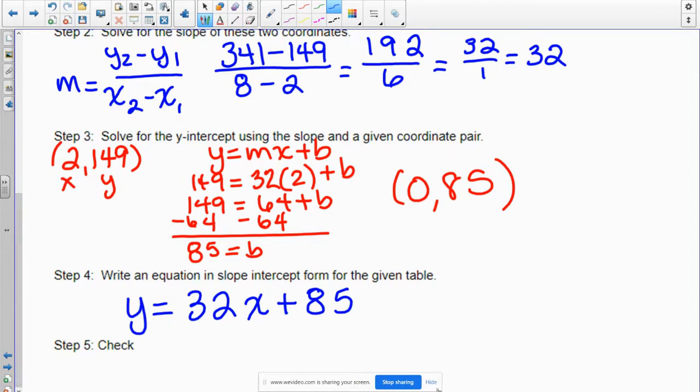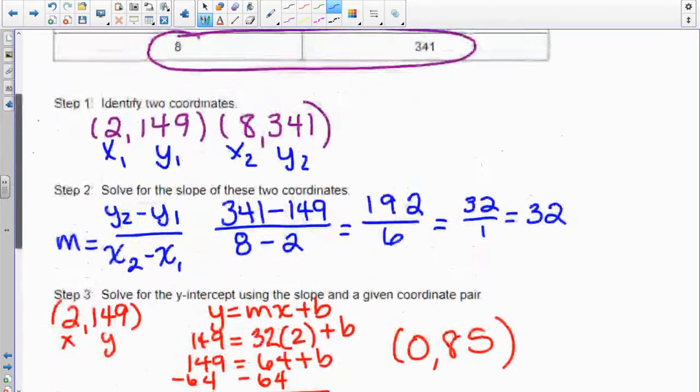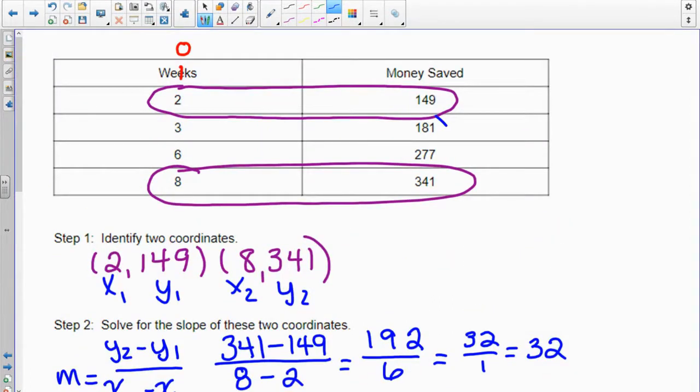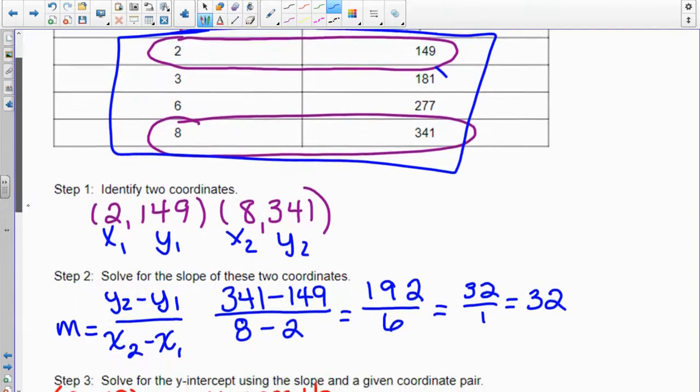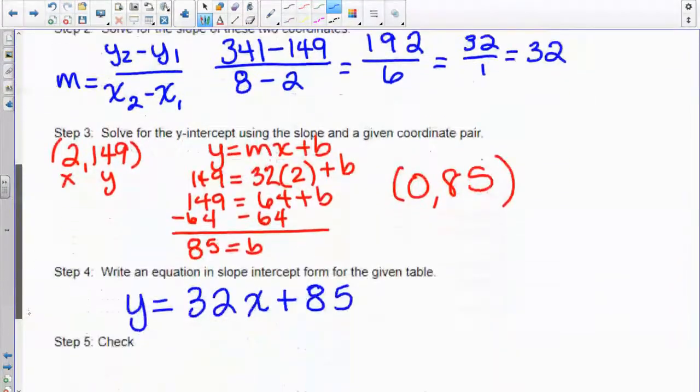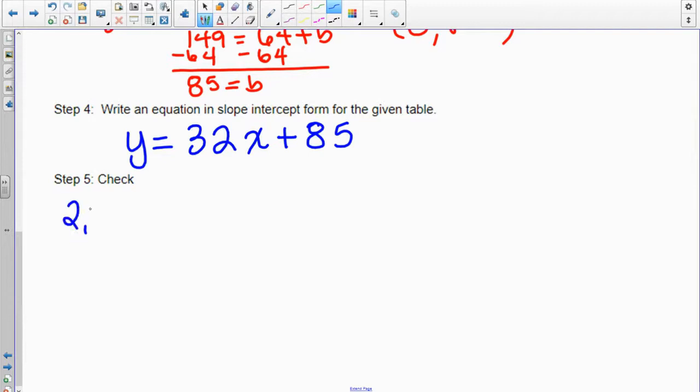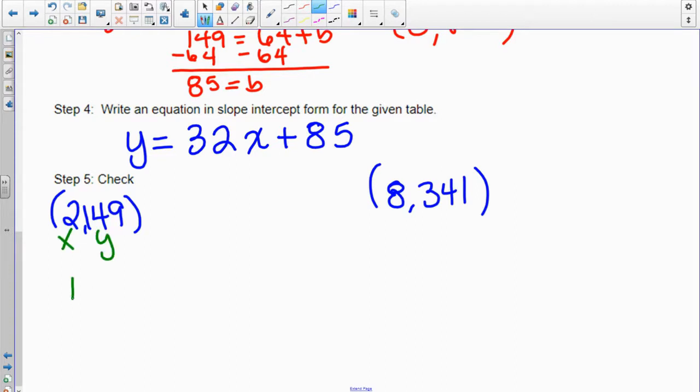So when you check, it's kind of up to you. You can check with points that you didn't pick, because all these points should be able to work in the equation, or you can pick 2 points that you have already used. So I'm just going to use the same 2 coordinates I used at the beginning. But again, if you want to use another coordinate, you are welcome to. They will work. All right, let's plug it in here. So my y in this case is 149. I take 32, which was my slope, times my x value, which is 2, and add the 85, which I believe is my y-intercept.